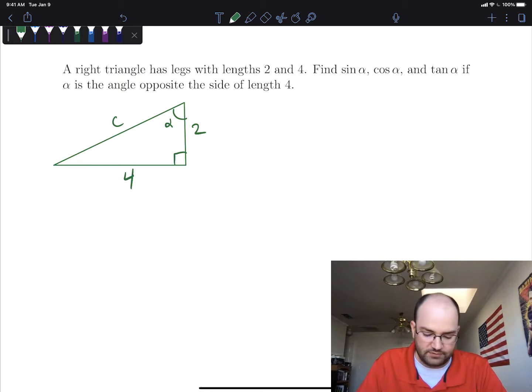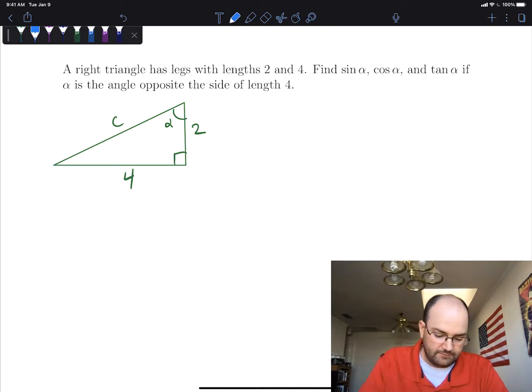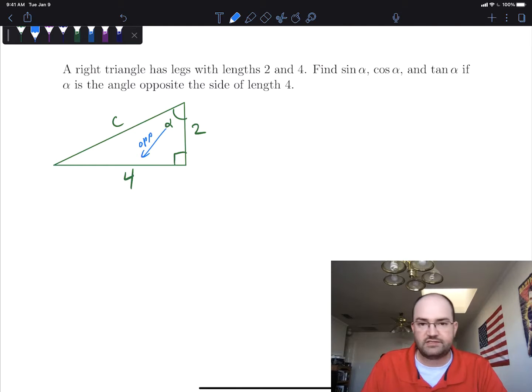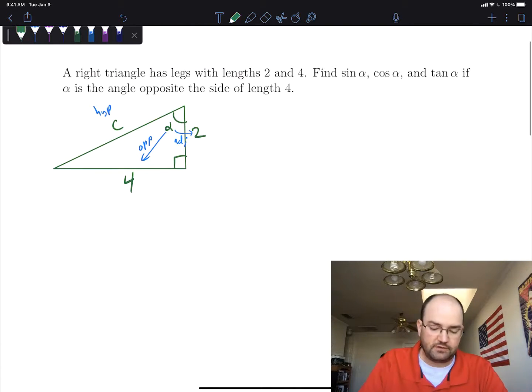Here is your hypotenuse. From all this, the 4 is opposite because it's away from the alpha. The side that's making up the angle here is adjacent, so the 2 is adjacent, and the c is the hypotenuse. But we still need to figure out what c is using the Pythagorean theorem.